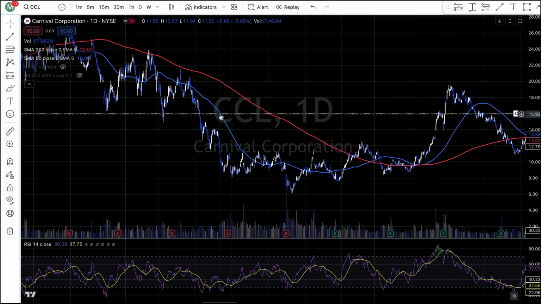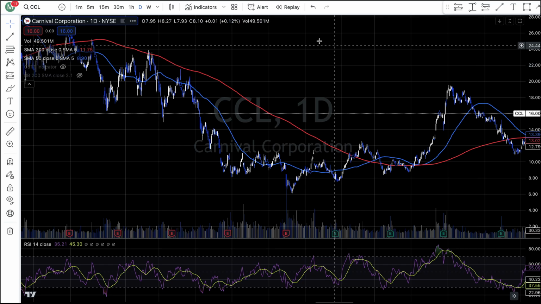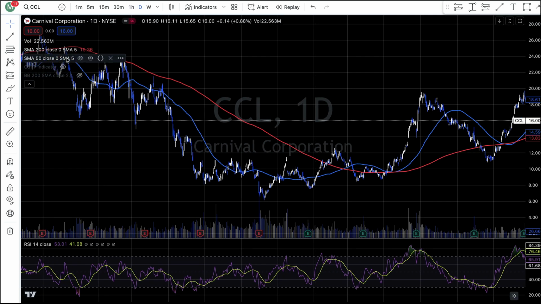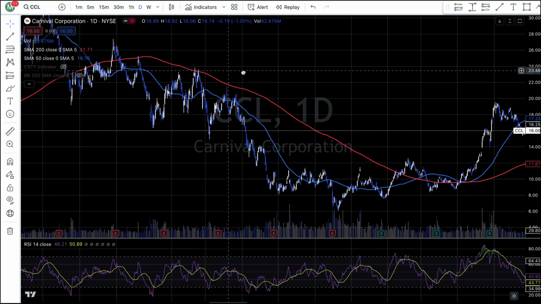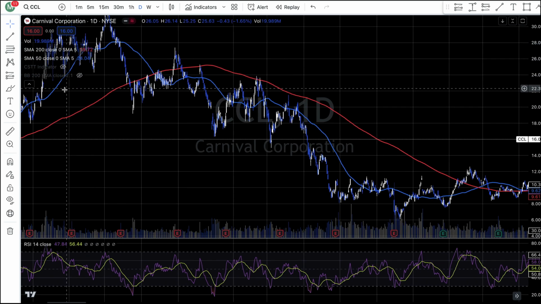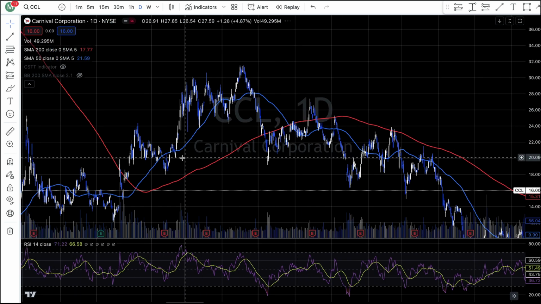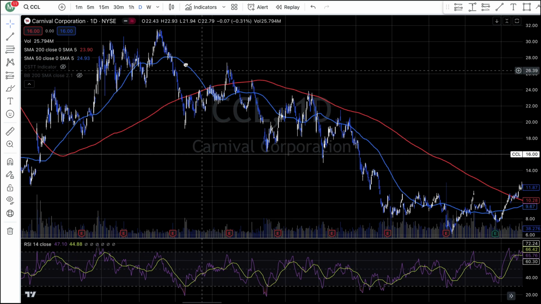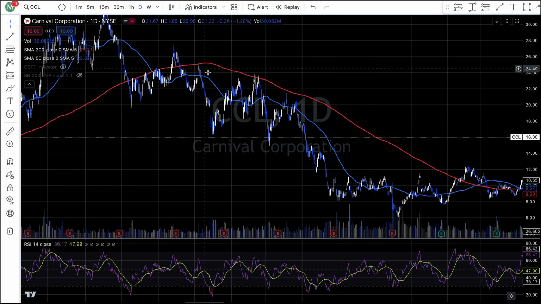Switching over to my TradingView account here, looking at Carnival, and I'm looking at the daily chart. Clicked on daily, and we can see the blue is the 50 moving average and the red is the 200 moving average. And we can see trends here. Oftentimes when the blue is above the red, that indicates an uptrend, and then there's a crossover we can see here, and now the stock is trading between.